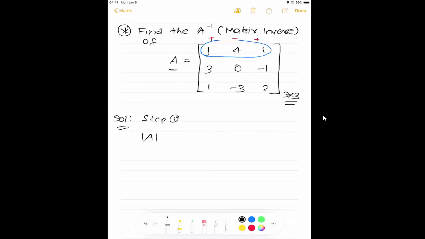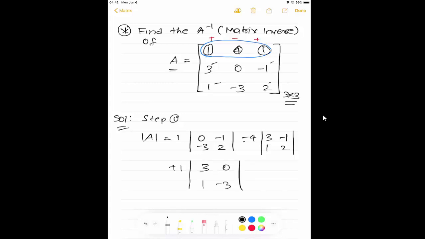Determinant of A. Determinant means the full matrix will be represented by a single number. So determinant of A, the first element 1. For this particular value, we have to remove its row and column values and write the remaining values: 0, minus 1, minus 3, 2. Then the sign minus, 4. This is a very important step. Minus needs to be properly mentioned. When you take minus 4 as a value, removing its row and column, the remaining values will be 3, minus 1, 1, 2. That is these 4 values. After this, plus 1, the remaining values will be 3, 0, 1, minus 3.